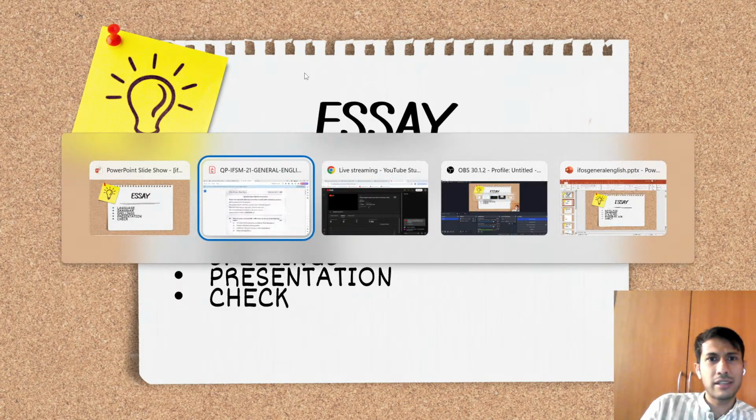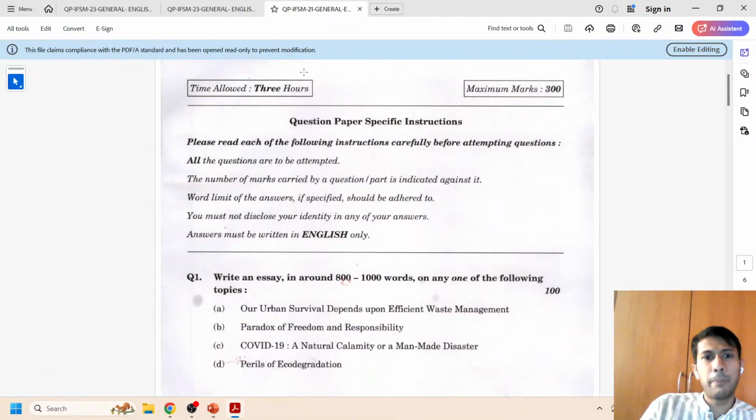Now, for example, let's say you're taking the perils of eco-degradation. Let's say you started off with context. You can even start by defining eco-degradation. What is happening? And you write the core argument. Core argument is something like: eco-degradation is having serious ramifications on the survival of humans and the planet, and immediate steps are to be taken to combat eco-degradation. Right, that is your core argument, and then you start off.